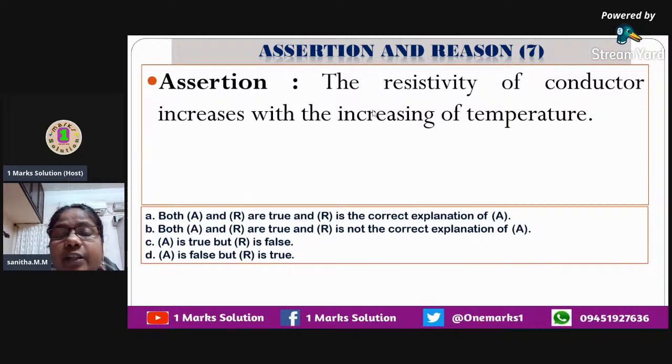The resistivity of a conductor increases with an increase of temperature. You should know that when temperature increases, what will happen?